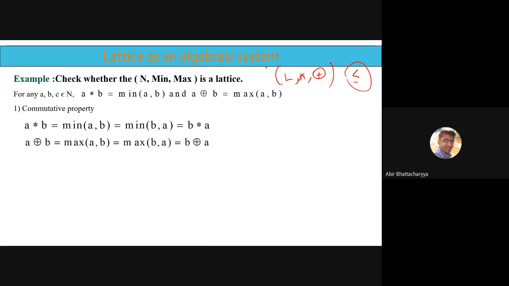Similarly, A plus circle B means the maximum of A, B, which equals the maximum of B, A. That means B plus circle A. Both hold true. That means the commutative property holds true.